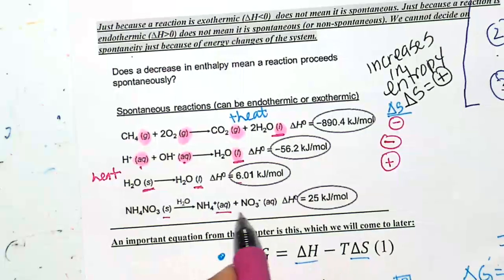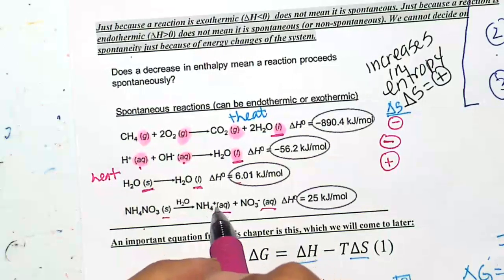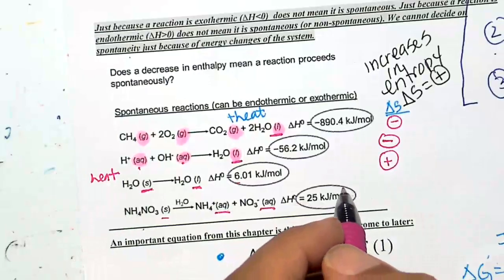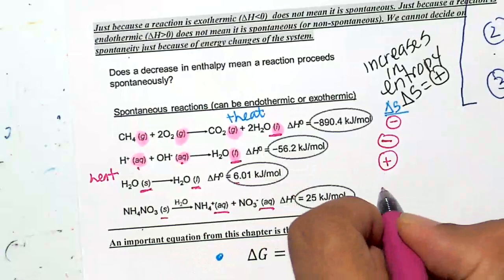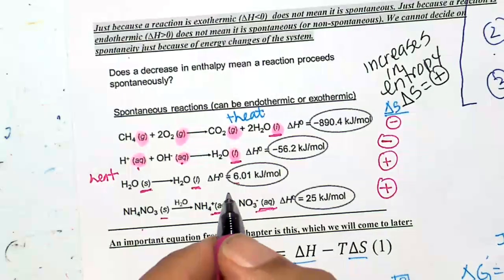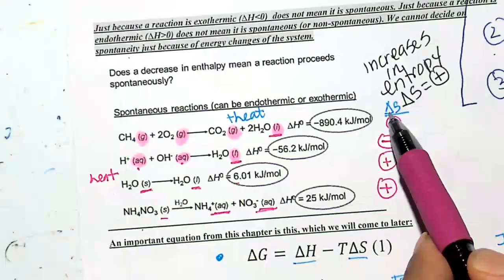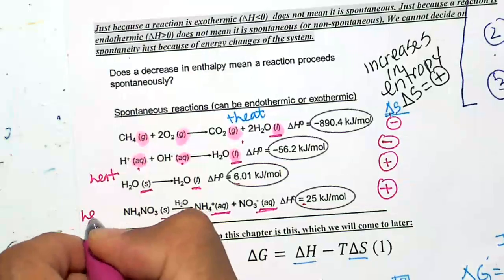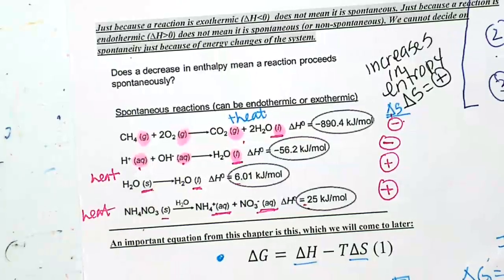What about this one? You have a solid going to an aqueous. You have one solid going to not one, but two aqueous. Would the delta S be positive or negative? That is correct, positive. A solid is ordered, aqueous and aqueous are disordered. Okay, so we'll take our entropies, we'll take our enthalpies. This enthalpy is positive, so it's endothermic. We take our enthalpies, we take our entropies.